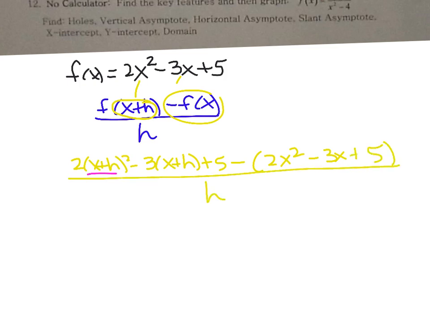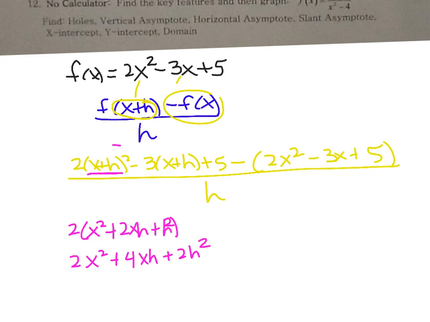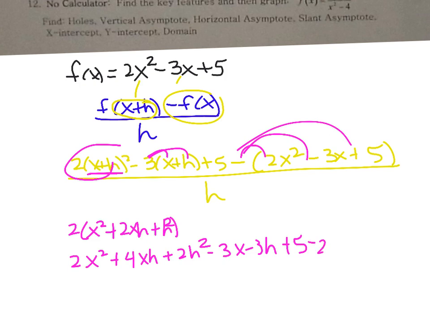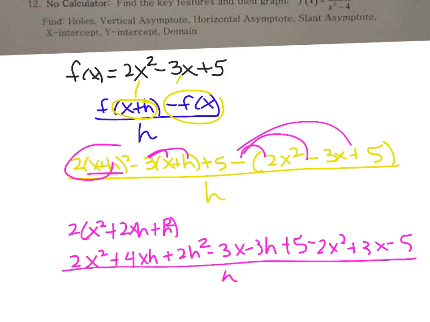Okay, so I'm going to start with this, x plus h squared. So it's 2 times, so remember x plus h squared is x plus h times x plus h. So it's x squared plus 2xh plus h squared. Now I'm going to distribute the 2. So we get 2x squared plus 4xh plus 2h squared. That's this. Distribute the negative 3, so it's minus 3x minus 3h plus the 5. Now distribute the negative, so minus 2x squared plus 3x minus 5 all over h.